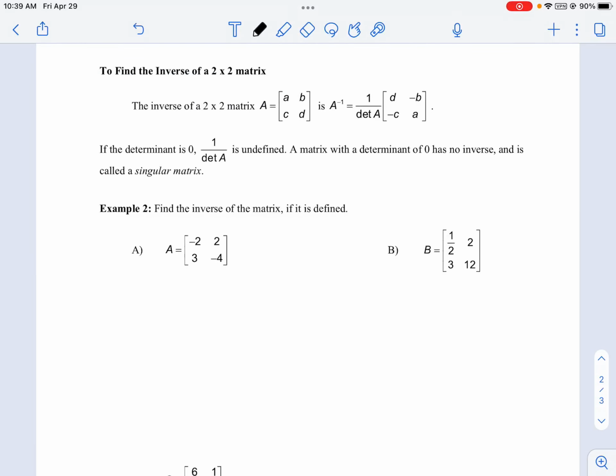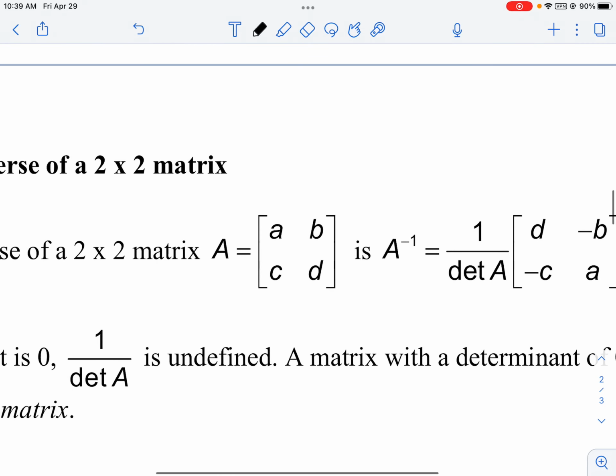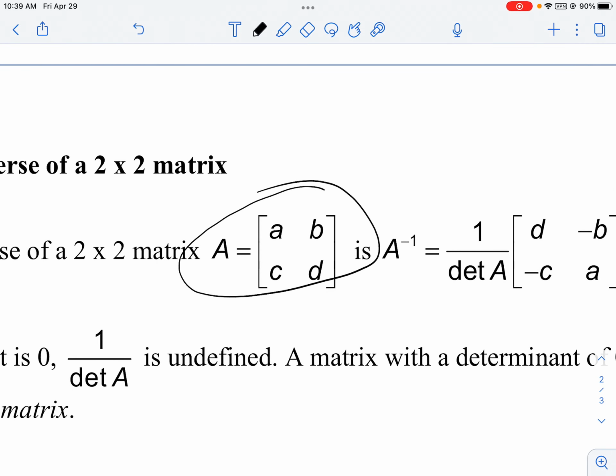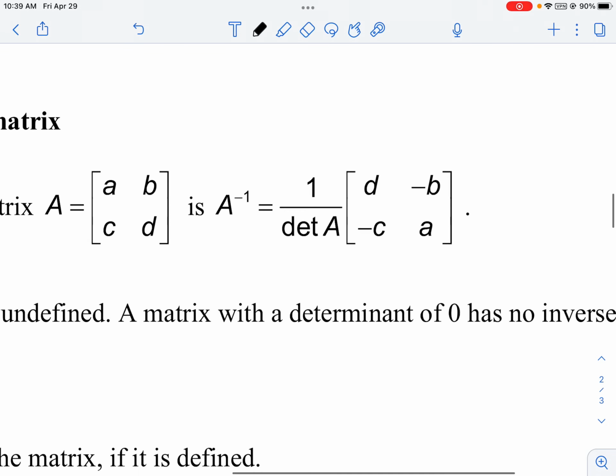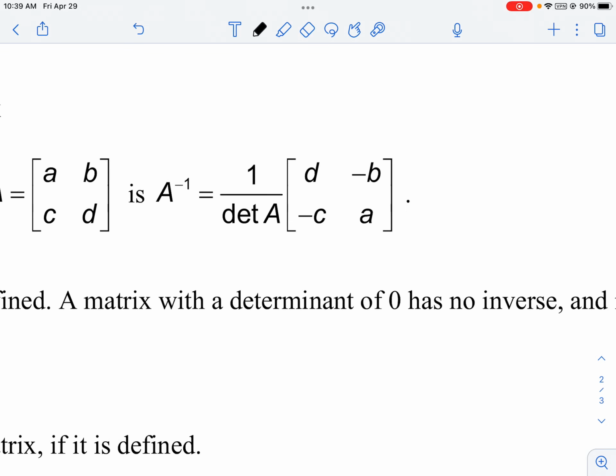Alrighty, welcome back. So now we're actually going to find the inverses of a 2 by 2 matrix. So first off, if you have some matrix with entries A, B, C, and D, the inverse of that matrix is going to be 1 divided by the determinant of your matrix multiplied to this thing.